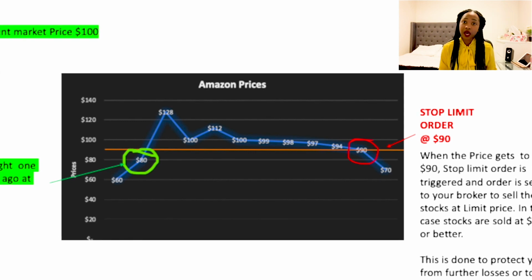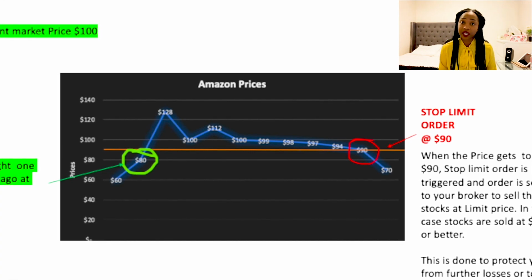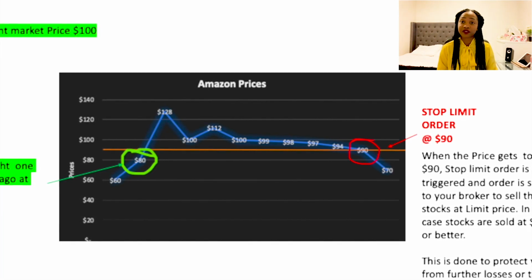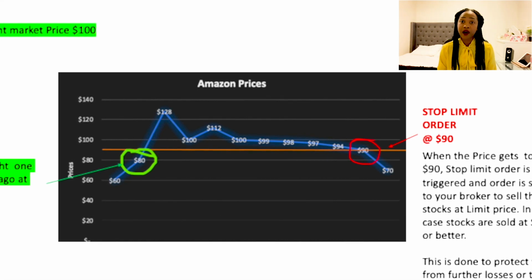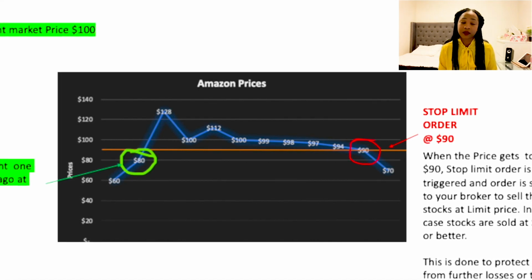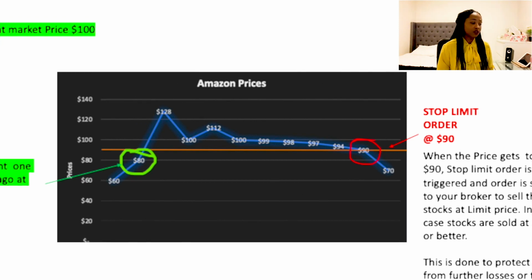So that's the disadvantage of a stop limit order, because sometimes it might never get executed because the price has actually gone lower than your stop loss. So those are the 4 types of orders that there are.